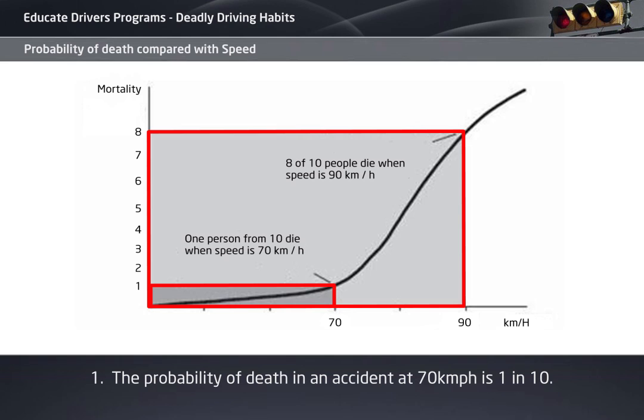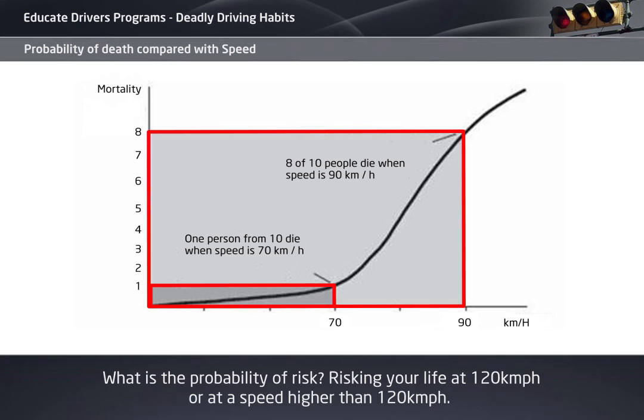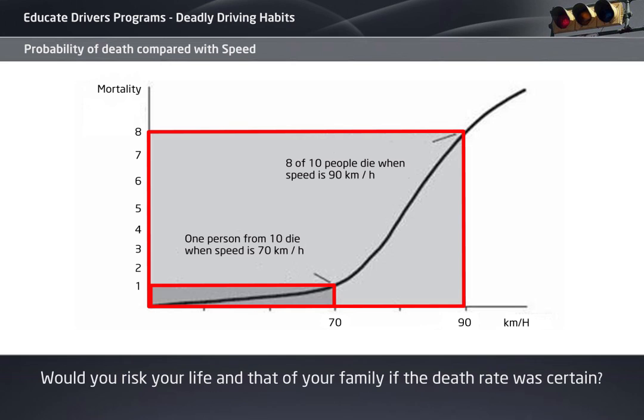1. The probability of death in an accident at 70 km per hour is 1 in 10. 2. The probability of death in an accident at 90 km per hour is 8 in 10. What is the probability of risk? Risking your life at 120 km per hour or at a speed higher than 120 km per hour? Would you risk your life and that of your family if the death rate was certain?